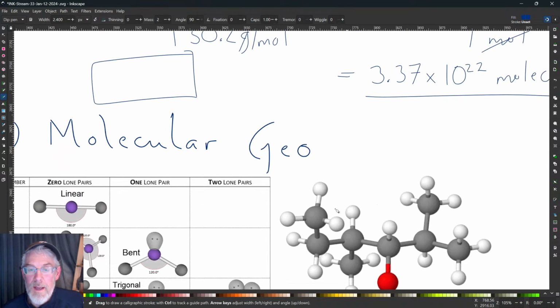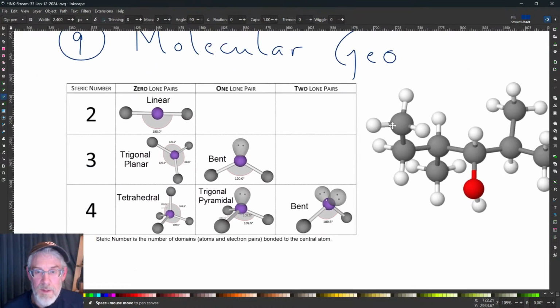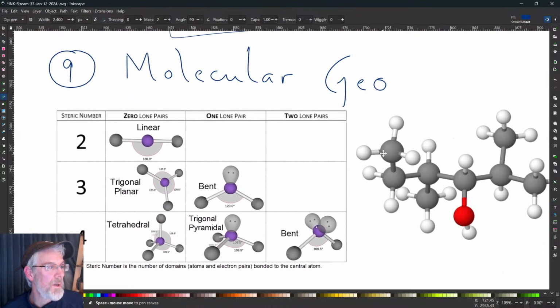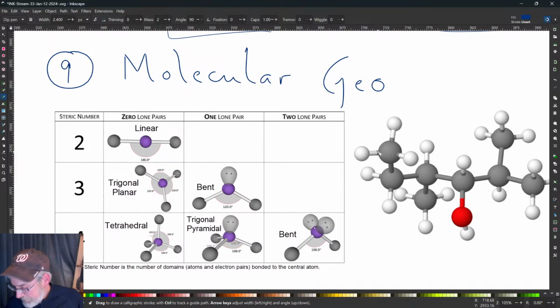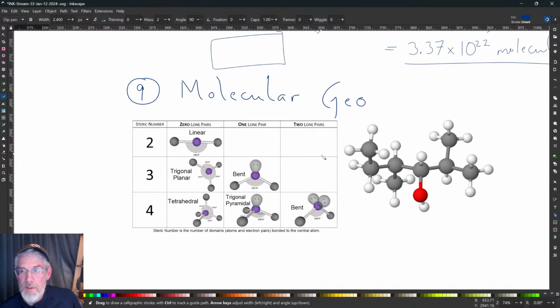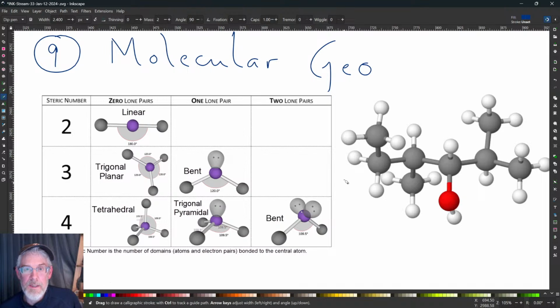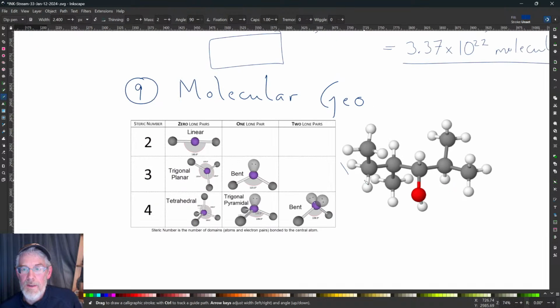Do I have any more here? I was a little bit ambitious here tonight as well. How about this? Molecular geometry. I love molecular geometry. What is the molecular geometry of, let's say with respect to this carbon right here, they're all the same actually. What is the molecular geometry of this carbon? And then we'll look at this oxygen. So 1 and then 2.